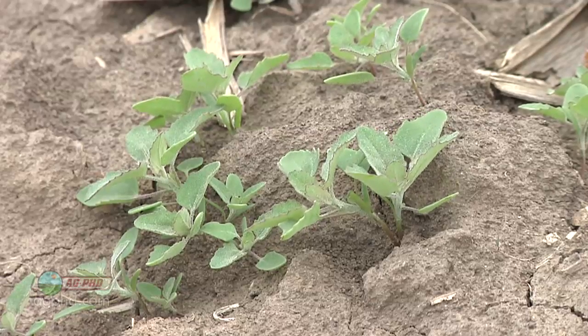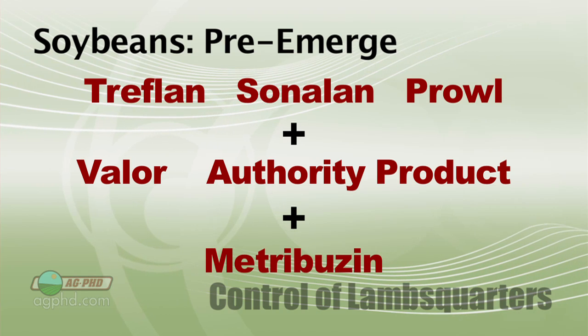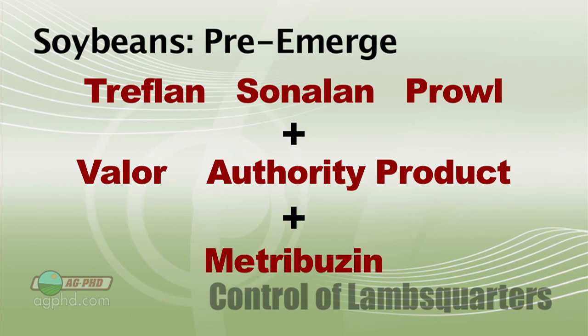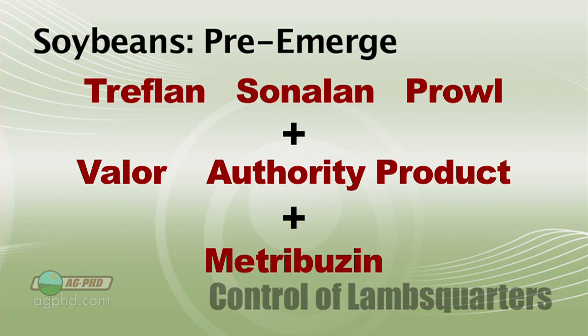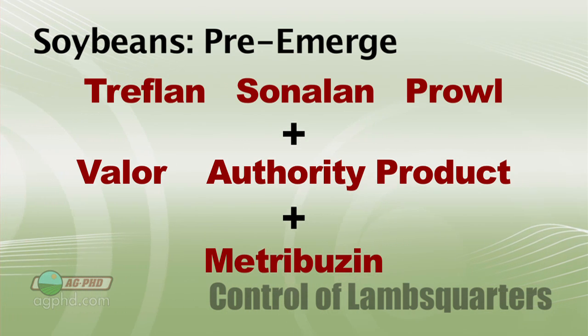Well, even though it's not Roundup resistant, we still like the 3 pre-emerge herbicide approach in soybeans with Lambsquarters control. So we'll use one of the Treflan, Sonalan, Planter Prowl products, either Valor or one of the Authority products, and we'll also use some metribuzin. If you use all three of those, you may not have many Lambsquarters left.